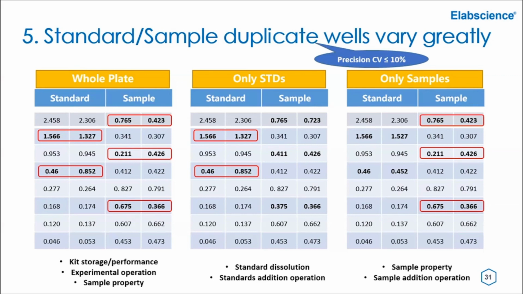Second, only the difference between standard duplicates is large. The possible reason is that the standard working solution is diluted inaccurately, or the standard addition operation is not normative. Third, the standards work normally, but the difference between sample duplicates is large. The most possible cause is that the sample addition operation is not normative.